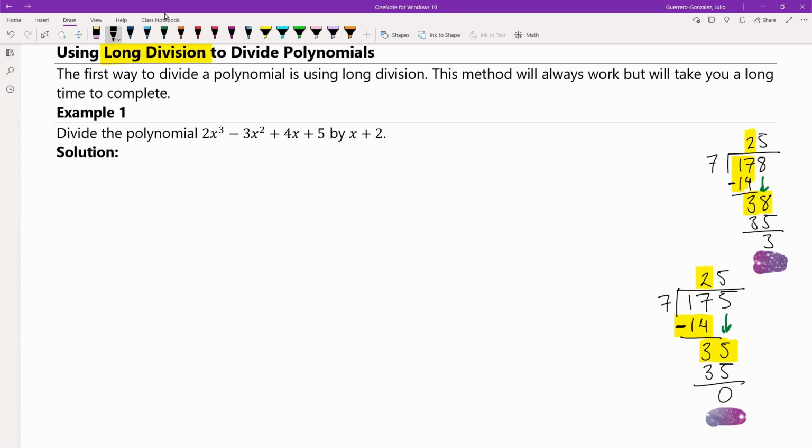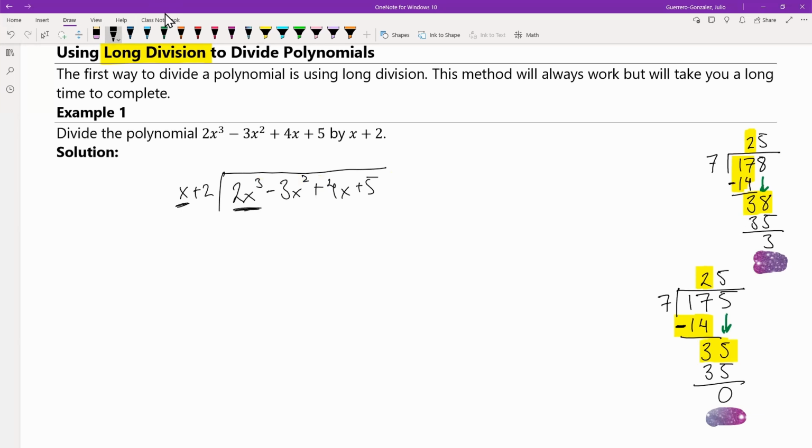So this is what I'm going to do, okay? I'm going to write it out the same way. I want 2x cubed minus 3x squared plus 4x plus 5. That right there, x plus 2. I want to divide this big, huge polynomial by this monomial. Okay, so here goes the motions, all right?